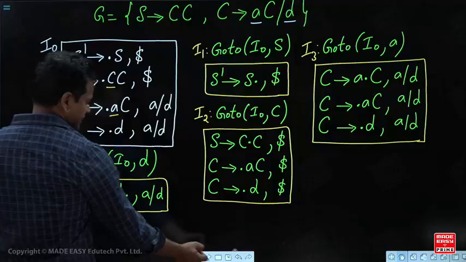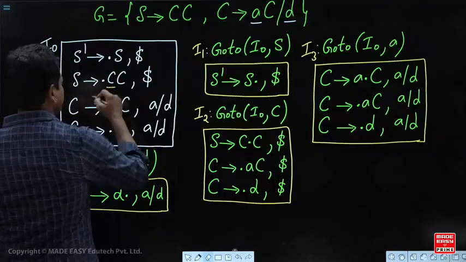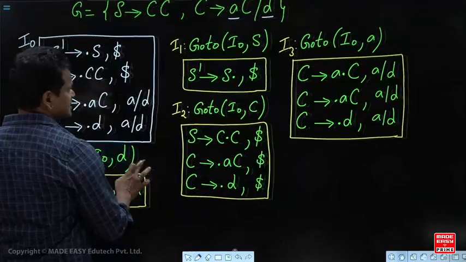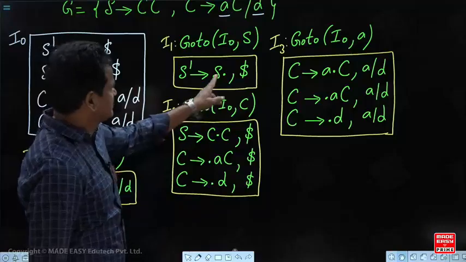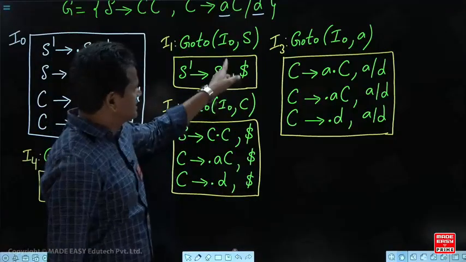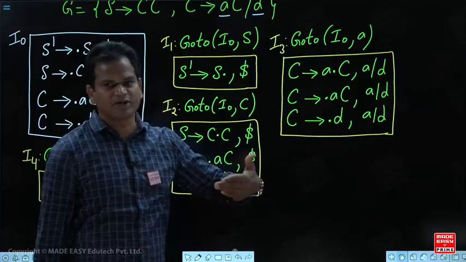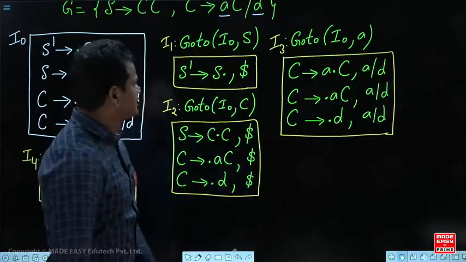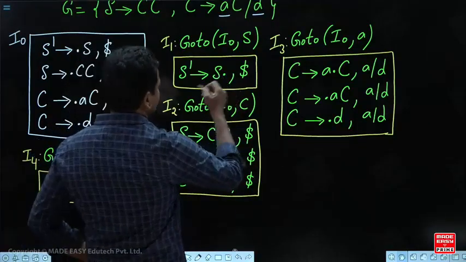Now we will go for I1. Do we have any shift symbol in I1? Shift symbol, dot before, nothing. So don't think that look ahead is there. No, look ahead is different. Look ahead is not part of the production. Okay, so we cannot write the goto for I1.